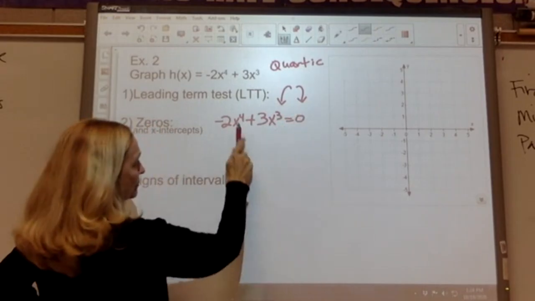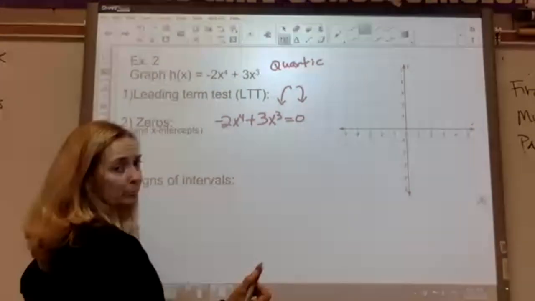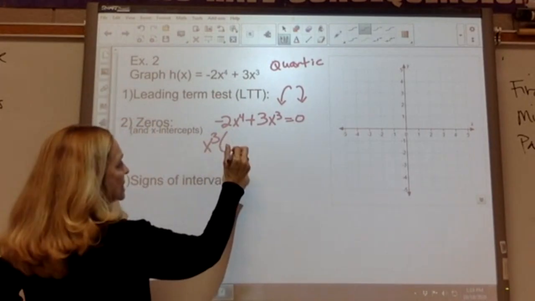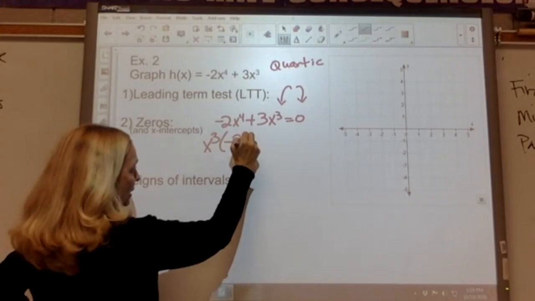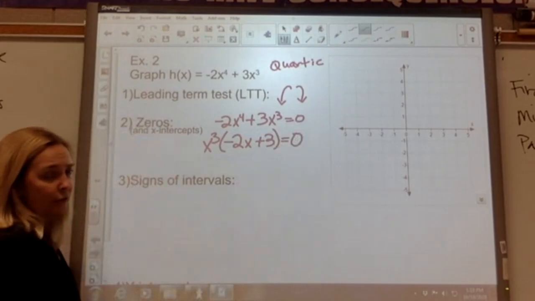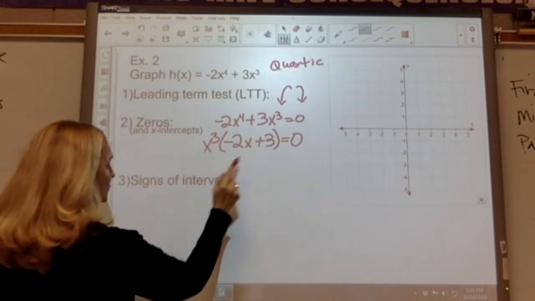Okay, what do these have in common? They both have an x. And actually, I can pull out 3 x's. So x to the 3rd is going to come out. That's going to leave me negative 2x plus 3. So it's factored. Now you set each one of these equal to 0.